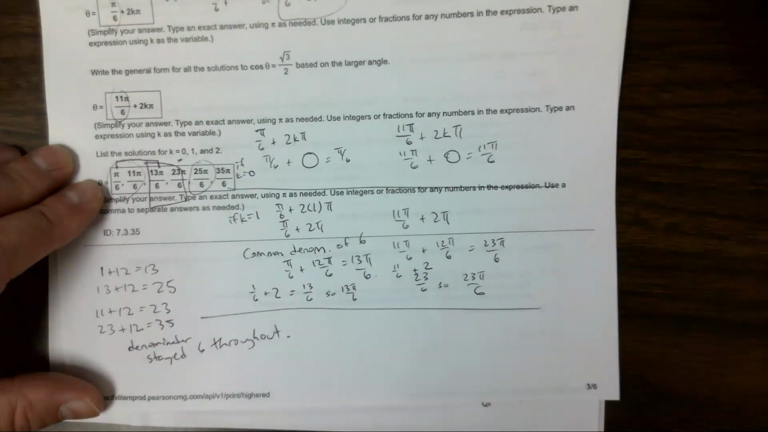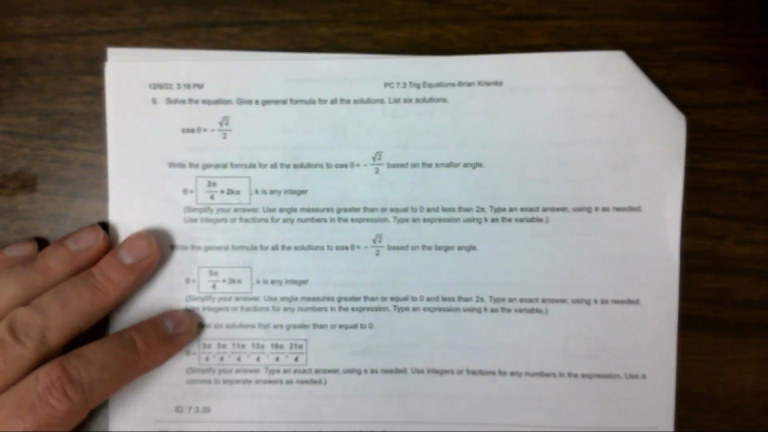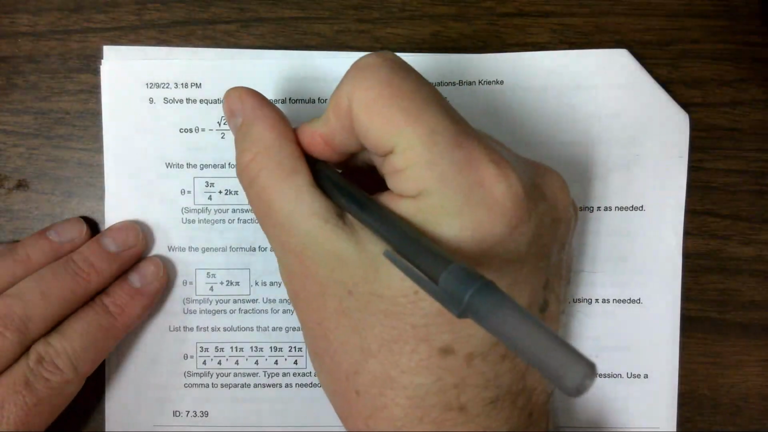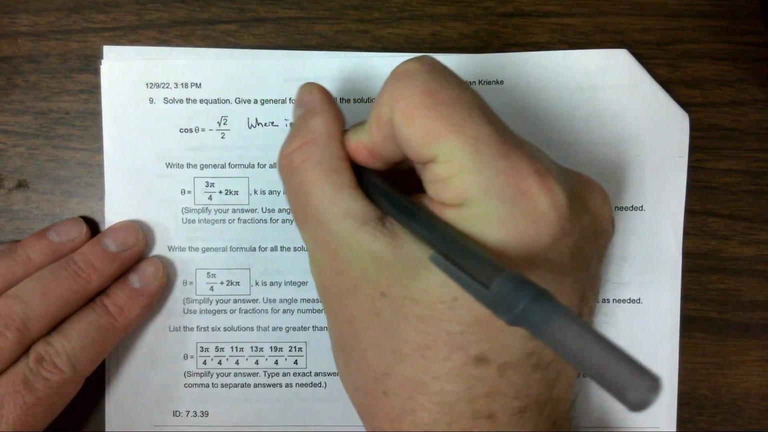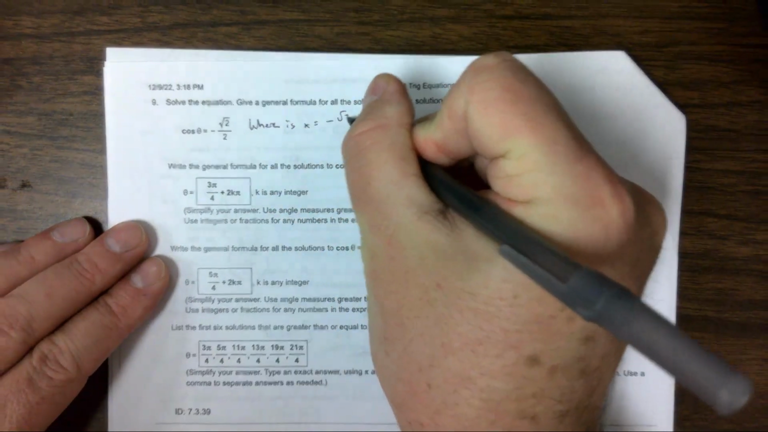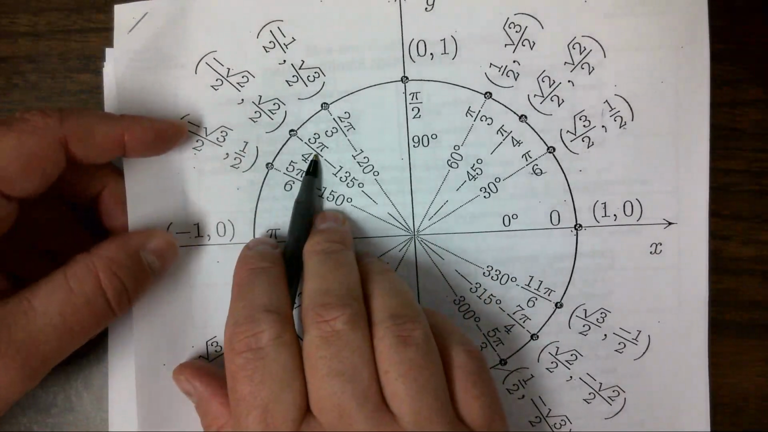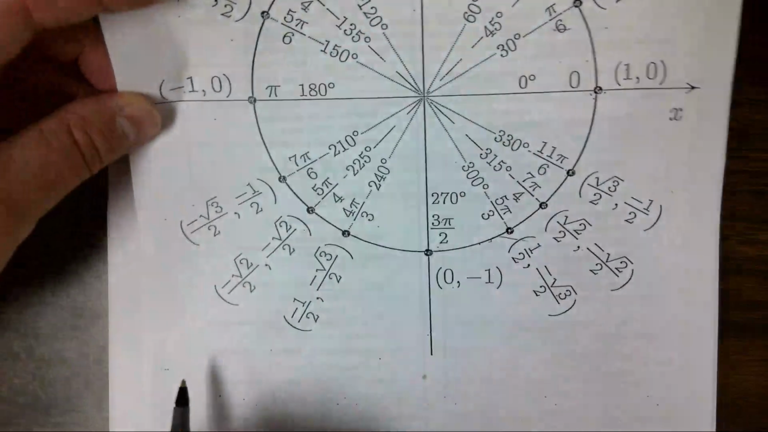Okay, take your notes. Okay, on this one we have cosine is negative square root of 2 over 2. Well, that means where is x equal to negative square root of 2 over 2? Well, that's right here at 3 pi fourths and right there at 5 pi fourths.